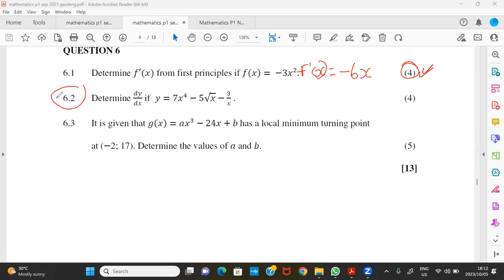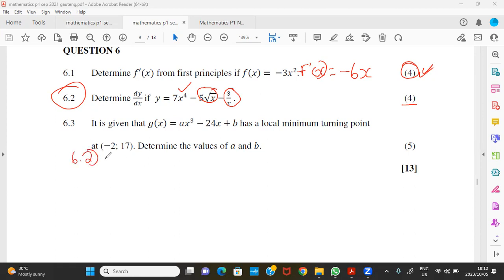Then a 6.2, they are saying determine dy over dx if y is equal to 7x to the power 4 minus 5 root x minus 3 over x. These questions look similar, by the way. It looks very similar to the previous one that we did. So what are we going to do? We have a problem here and also here. This guy is okay. So we are going to start by fixing those two.